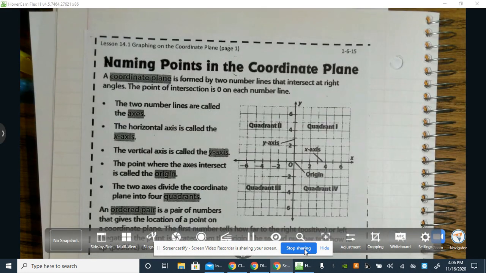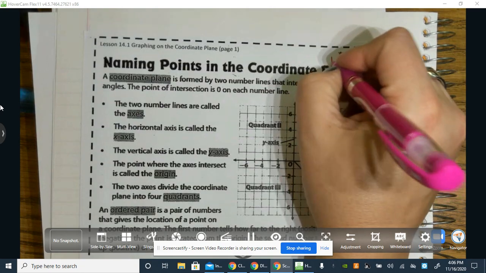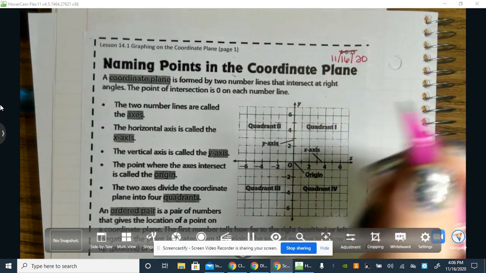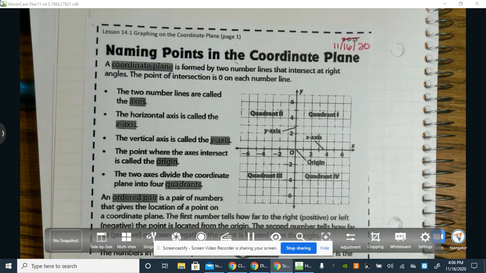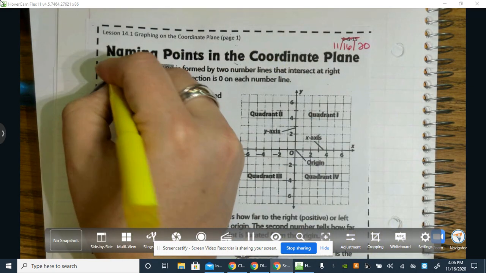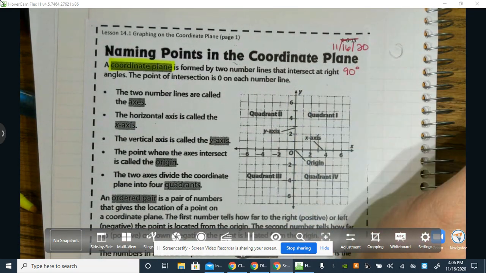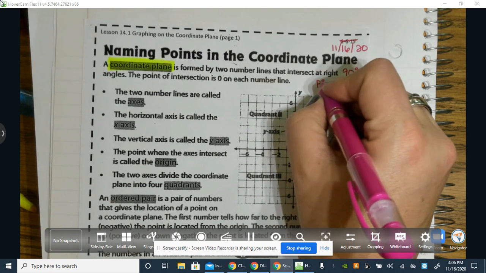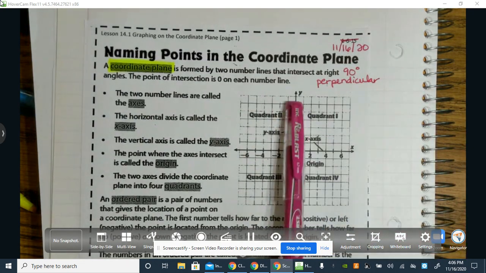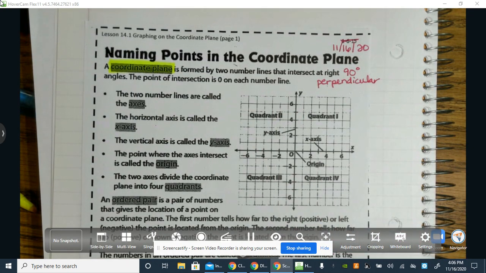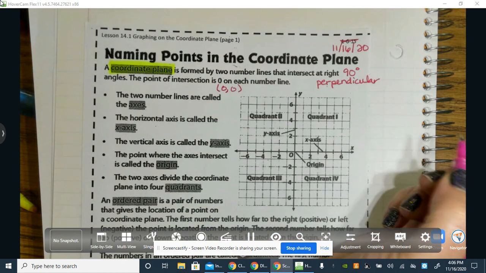Minimize this. So here's our notes. Naming points on coordinate plane. Today is 11/16/2020. And we're talking about coordinate plane. A coordinate plane is formed when 2 number lines intersect at 90-degree angles, or a right angle, which is actually 90 degrees. Kind of went ahead of myself. So it forms a perpendicular line. The point of intersection is 0 on each side of the number line. So that would be 0, 0, which would be called our origin.